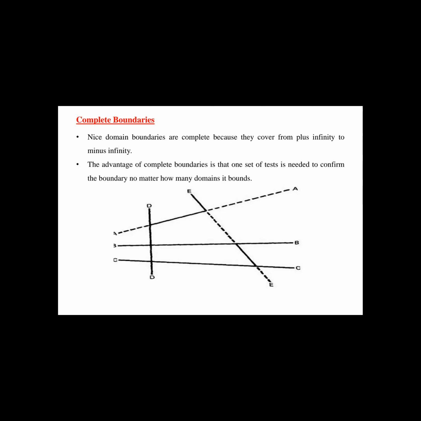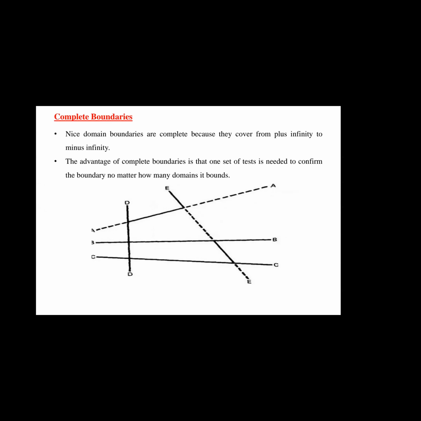So how many domains you have taken is not a consideration. The final representation of the boundary should be complete. It should not contain any gap. Then it is called the complete boundary. Okay, so here D is a complete boundary. This is the third property of the nice domain.